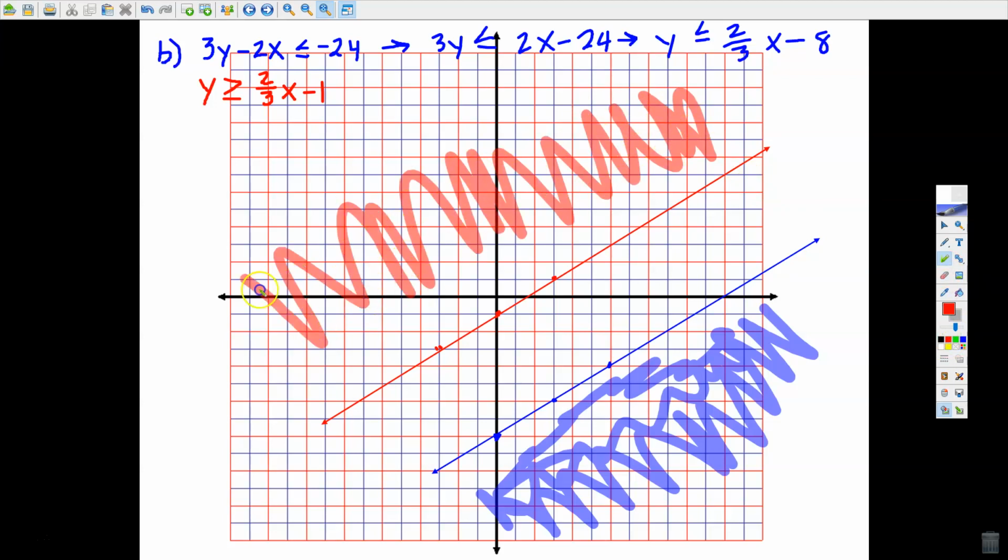Well, I'm interested in where these two shadings collide. Do they mesh together? They do not. And so when this happens, I need to finish off my answer and interpret this as no solution. If the two shadings do not come together, then I don't have a solution to this system. All right, any questions so far?